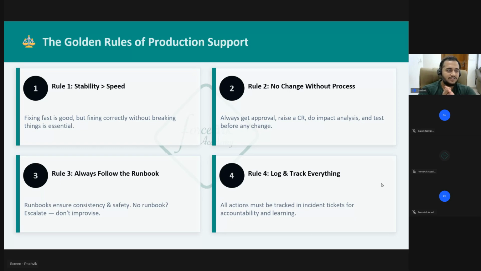And the second rule is no change without process, right? Every production change must follow a control process. So you need to have approvals intact, you need to have impact analysis thought through, you need to have all kinds of testing done, and then you also need to have a rollback planned, because it might work all good in lower orgs, but as soon as it goes to prod, things might start breaking, right?